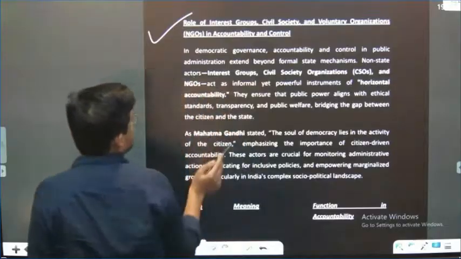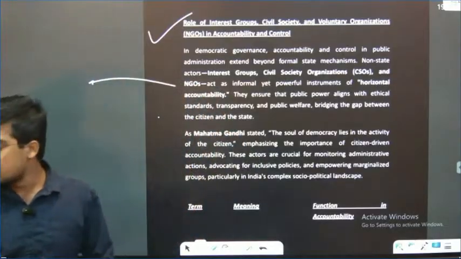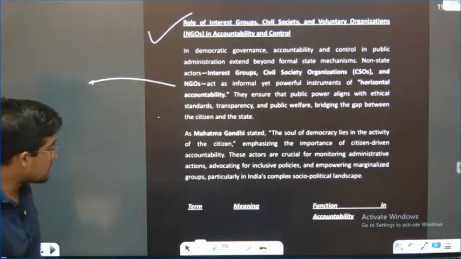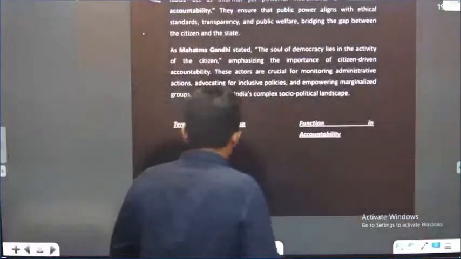In democratic governance, these interest groups are what? NGOs, civil societies, trade unions. So these are interest groups. These have huge interest in whatever things are being done. So let's see some examples of these interest groups.